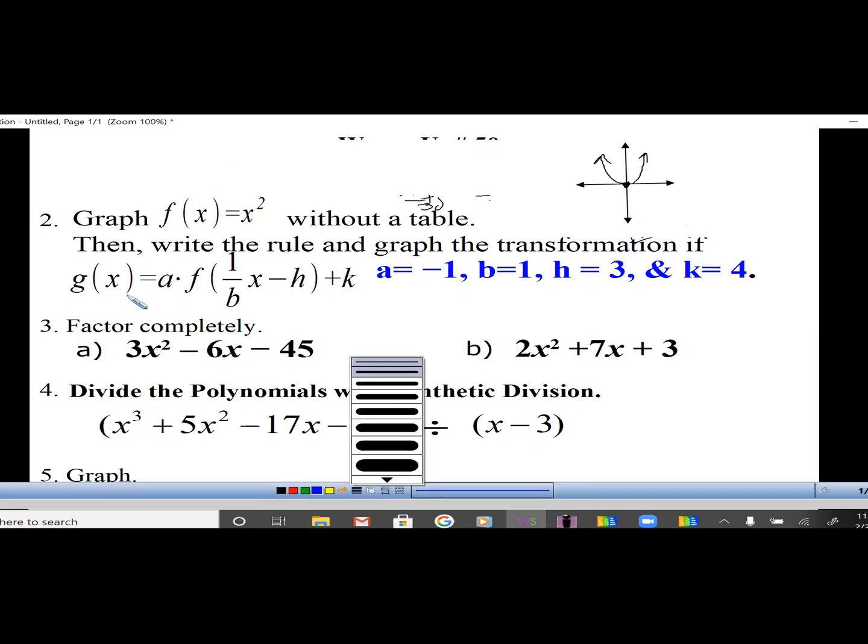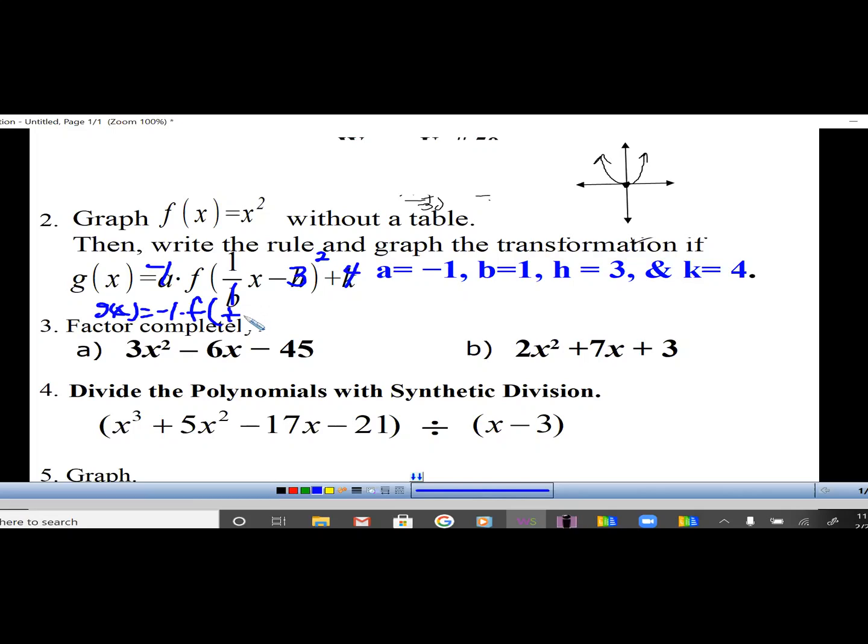So I'm going to substitute those values into the general form. A is -1, B is 1, H is 3. This is squared because it's a quadratic, and K is 4. If I rewrite this, we get g of x equals -1 times f of (1 over 1)(x minus 3), squared, plus 4. Let me rewrite that so we can see the end transformation. g of x equals -1, and I'm going to make that big so we can see the red elephant in the room, which is -1 (x minus 3) squared plus 4.